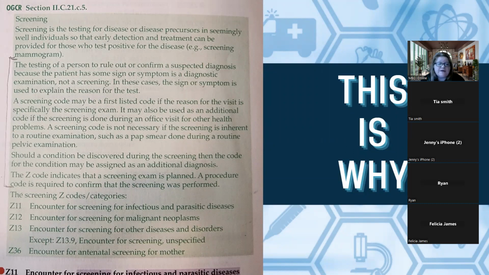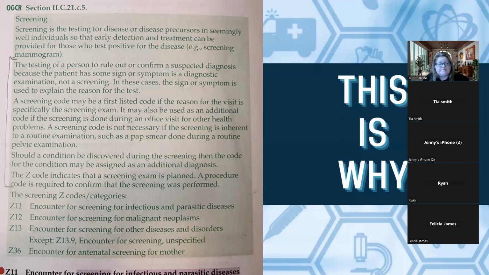A screening code may be a first listed diagnosis if the reason for the visit is specifically the screening exam. It may also be used as an additional code if the screening is done during an office visit for other health problems. So what they're telling you is the only time you can use this as a first listed diagnosis code is if the reason for the visit is specifically that screening. Otherwise, it needs to be a secondary or supplemental code.